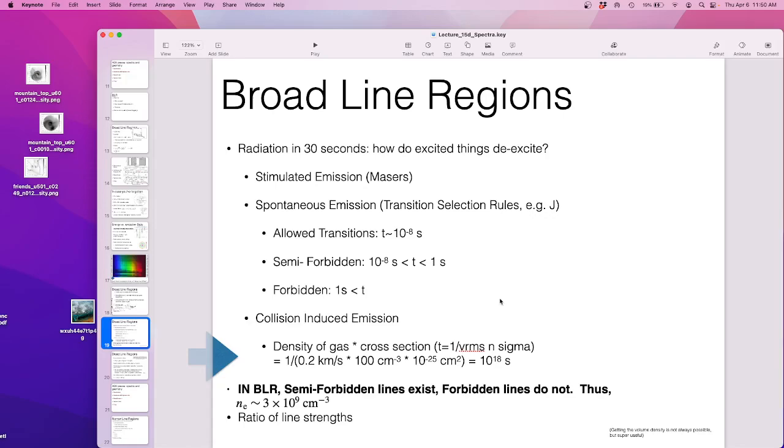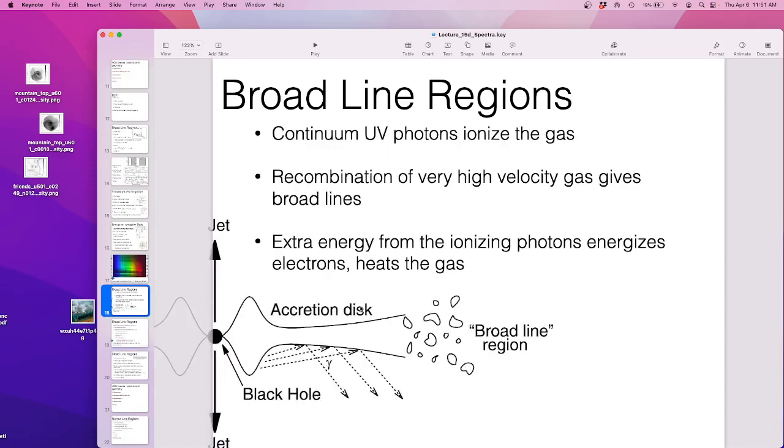Spontaneous emission usually happens pretty fast, but for some transitions they're not allowed. So collisional de-excitation is usually what happens. But if the density is too low for collisional de-excitation, then you know that the line exists because the density is low. So if I see some of these forbidden lines, I can tell that the density is low. That says it's got to be pretty far away from the middle of the disk, so that puts us out at the edge.